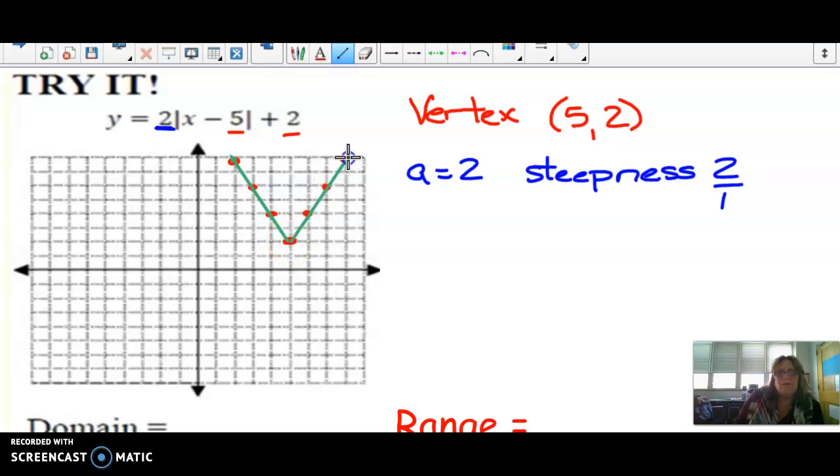So that gives me my graph of my absolute value. Now when I'm looking at this, my graph keeps going left and right. So my domain is all real numbers. Remember that double bar R. My range starts here and is everything above it. So my range is actually y is greater than or equal to 2.